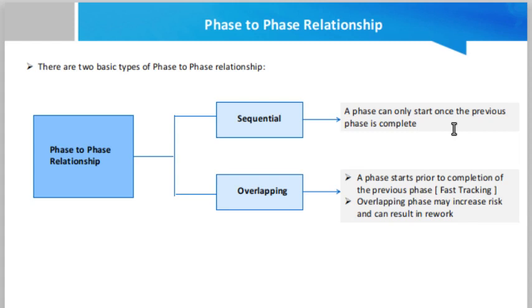Fast tracking normally requires more resources. Obviously you are working in parallel, so that means you need more resources, and more resources means that it is costly basically. Secondly, overlapping phases may increase risk and can result in rework as well.